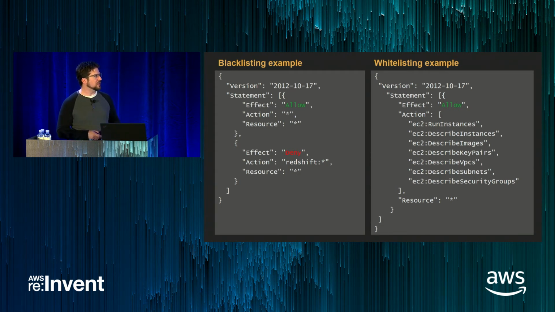And on the other side, this is an example of an explicit whitelisting. Here, I'm giving the same functionality for EC2, but in this case, I'm limiting the number of EC2 commands that can be authorized for a particular group or particular container.